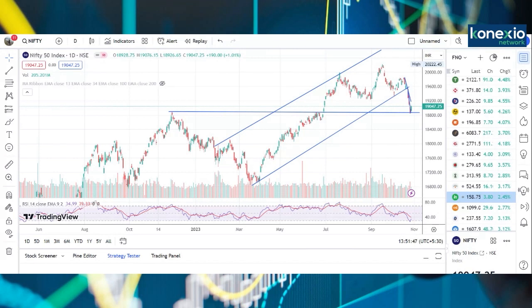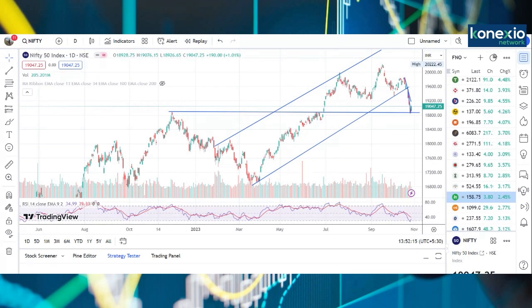So now, exactly after 5 to 6 months, those levels are being tested. That is 18,800. Earlier it was resistance. Now it has become a strong support. You can clearly see RSI has also entered into oversold territory. Still, RSI is weak. It has not given a positive crossover on the daily charts, but definitely on the hourly charts, the RSI has given a positive crossover.